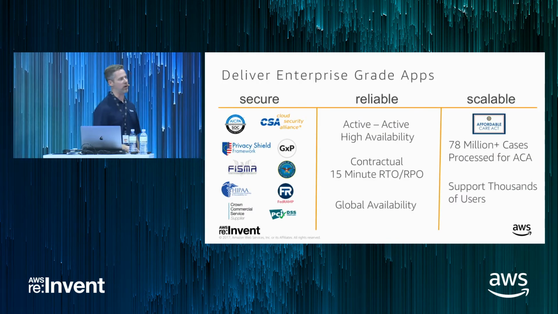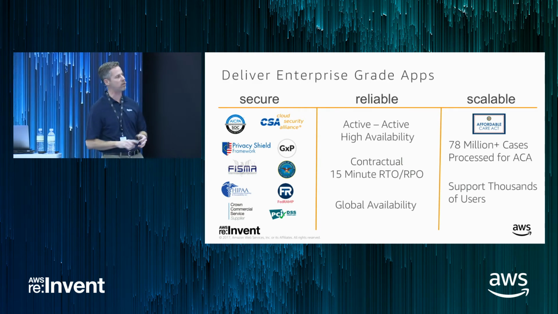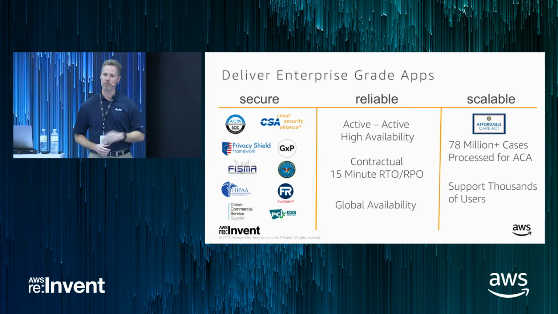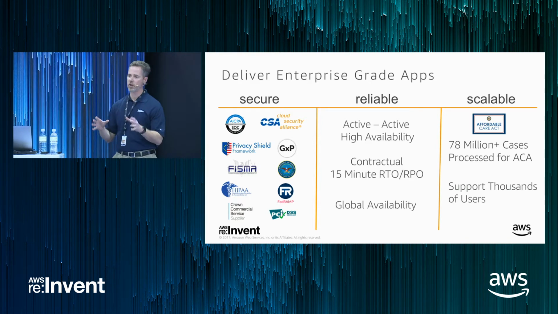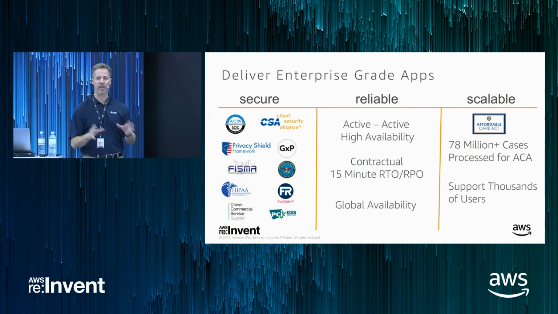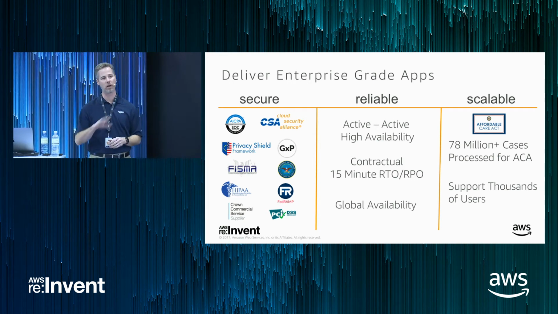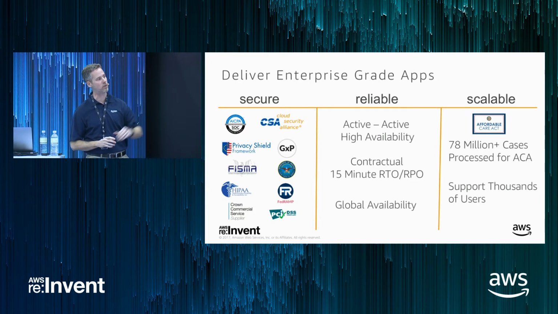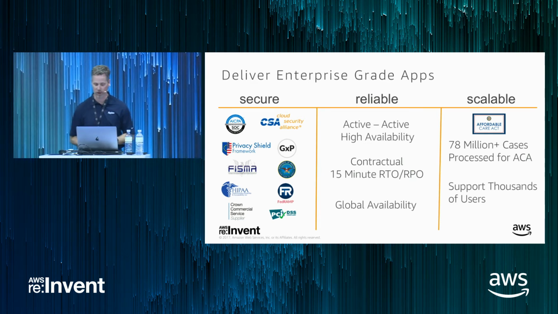And why they rely on it, of course, is the entire Appian platform is certified for FedRAMP 2.0, DISA compliance, Cloud Security Alliance, HIPAA compliance, PCI compliance, and all other key certifications. We also offer the entire cloud platform with active high availability and a 15-minute RTO and RPO, so guaranteed uptime, with no outage of more than 15 minutes no matter what, with global availability of all the solutions you built. And of course, we process over 78 million cases for some of our customers like the Affordable Care Act.